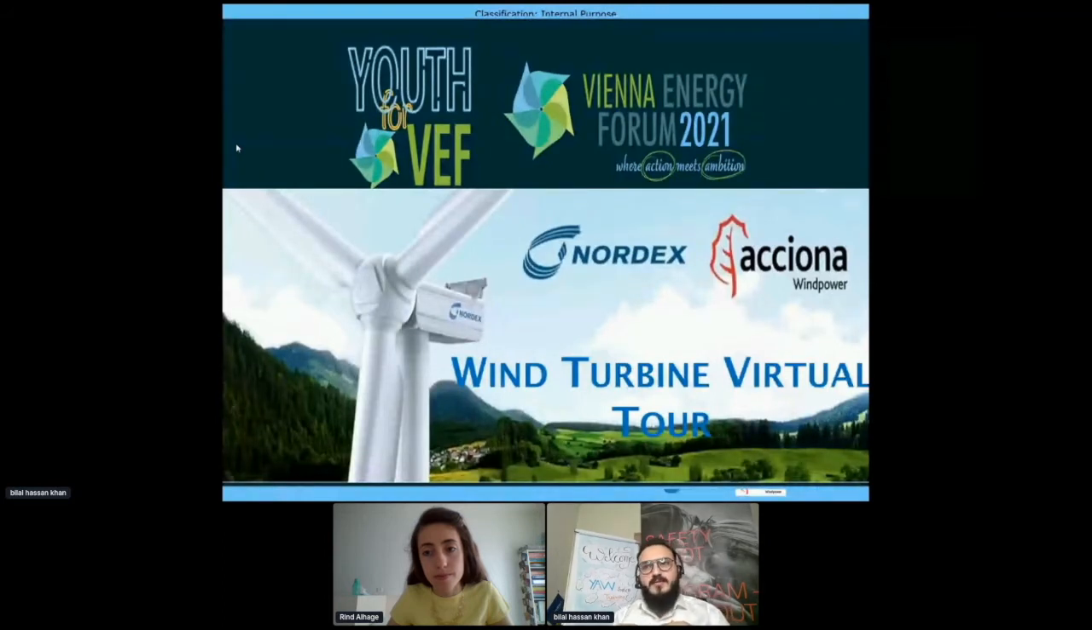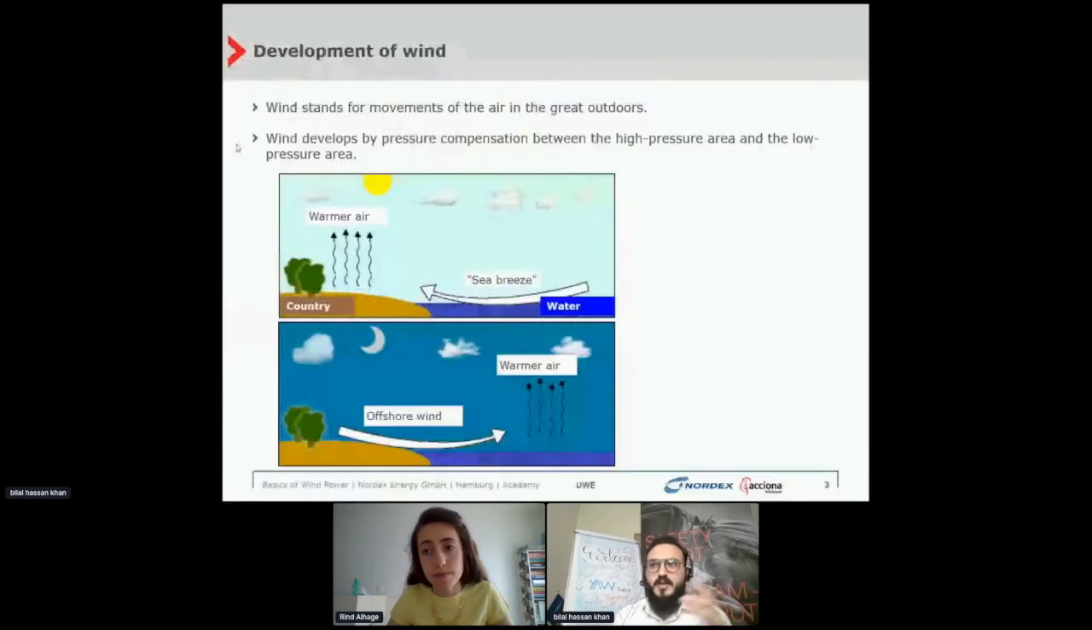When I talk about wind turbines, the first thing that comes to my mind is the wind. So how does wind develop? Basically, wind is a flow of air. In air, we have many molecules and gases, and when they travel from one location to another, this movement we call wind. Why does this movement happen? This is because of the pressure difference between a high pressure area and a low pressure area. This is the basic reason why air starts to move from one location to another.